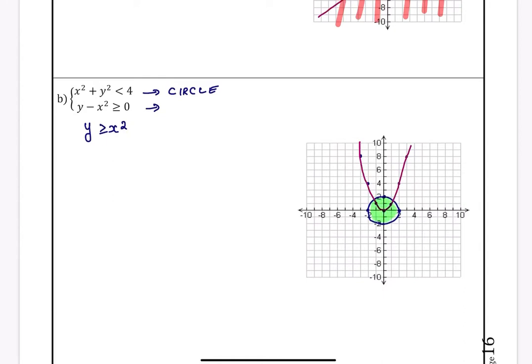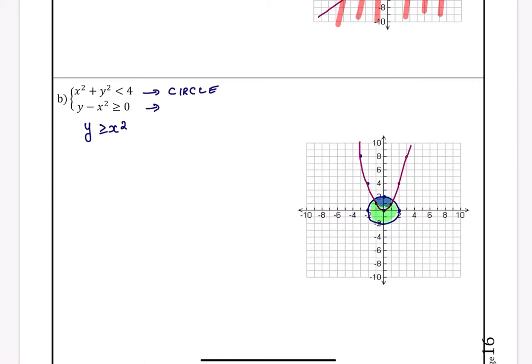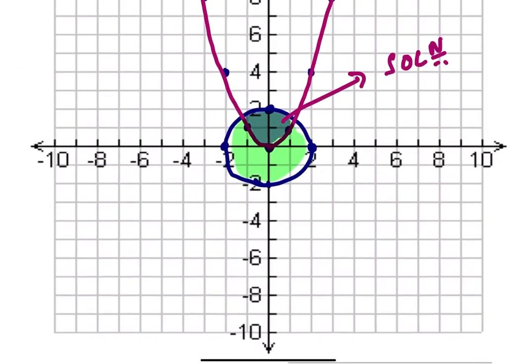The second inequality is y greater than or equal to x squared, which means everything is above the parabola. So it's going to be this particular one right here. The common region here is this one, and therefore that is the region of the solutions for that particular problem right there.